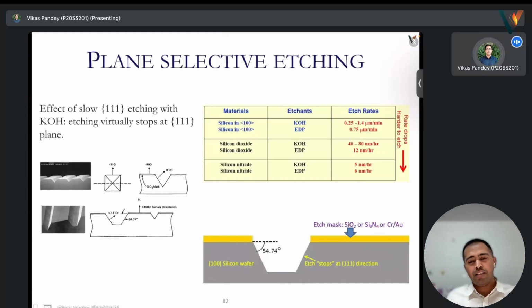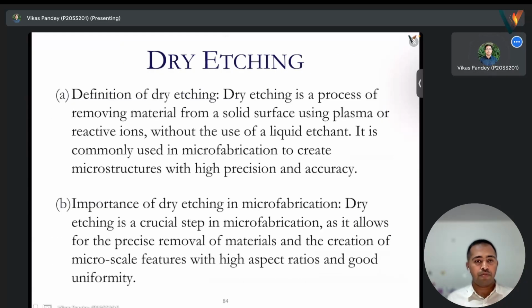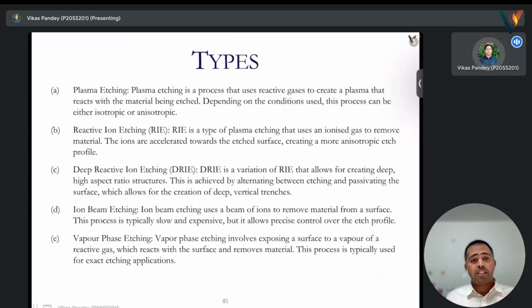So these are the things that we have to select. There are some specific materials that will etch in only one direction. This is specifically for silicon, but here we are not concerned about silicon. We will move on. Then comes dry etching. This is somewhat less selective. We put a physical mask, and then we use plasma or such things to remove the material. This is dry etching. They can be plasma etching, reactive ion etching, deep reactive ion etching, ion beam etching, or vapor phase etching.